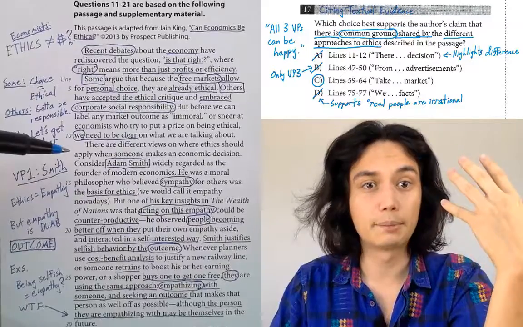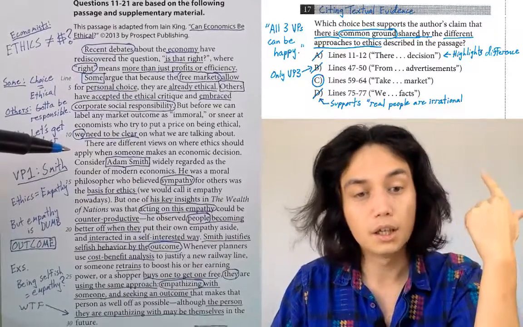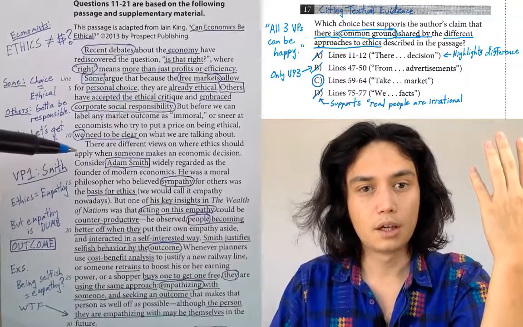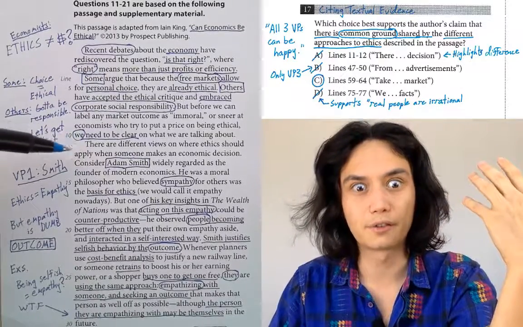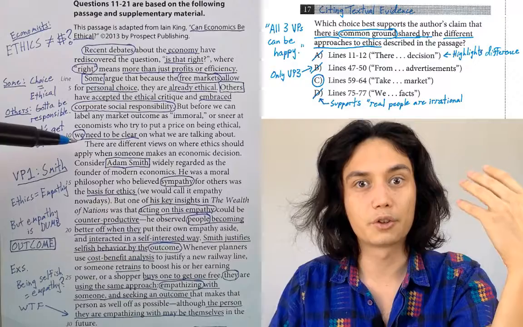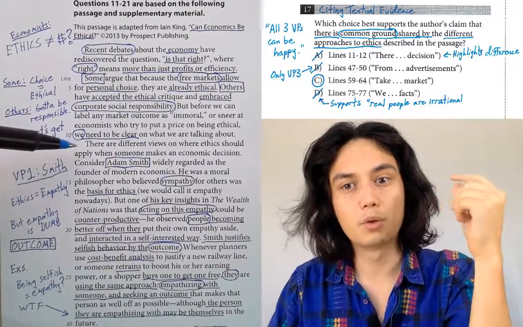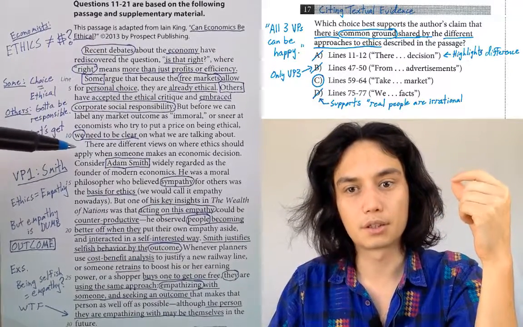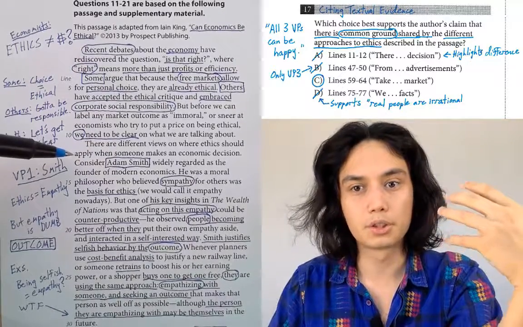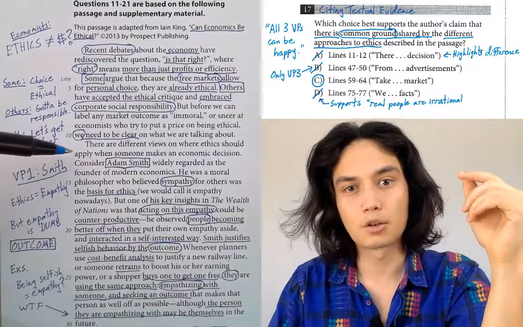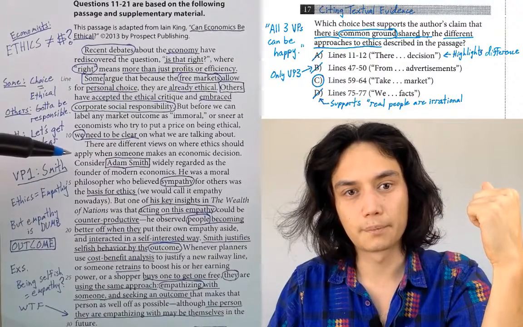It provides support for the fact that there are different approaches, which is part of the claim. The claim says there's common ground shared by the different approaches. So hey, different approaches, right? But it doesn't provide support for the entire claim. And in fact, it highlights the differences between the different approaches, whereas the claim that the author is talking about is a claim that there is common ground that these approaches share, and there's nothing about that in this quote. That's why answer choice A is wrong.